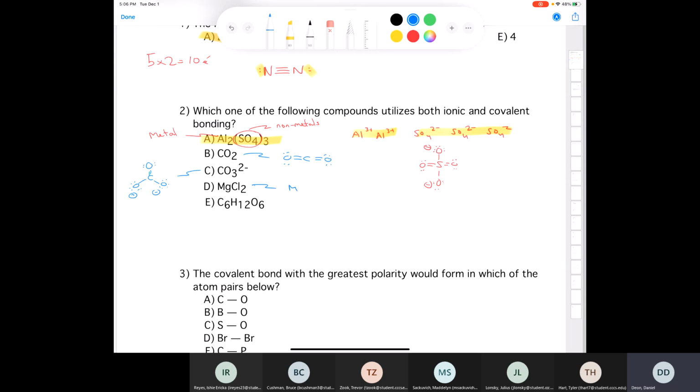Magnesium chloride, that's composed of magnesium 2+, which is a metal, and 2 chloride ions, which are nonmetals, and so that would be ionic. And then the last one is C6H12O6. You might recognize that if you've studied biology before. That is the molecular formula for glucose. And even if you didn't know that, glucose is comprised completely of nonmetals. And so this would be a covalent compound as well. So we have covalent, ionic, covalent here, and then covalent there as well.